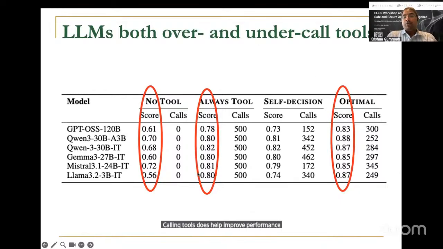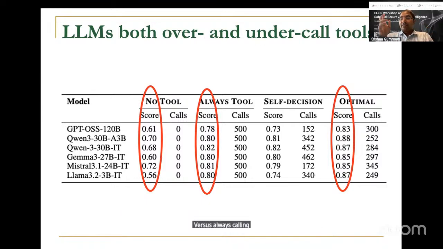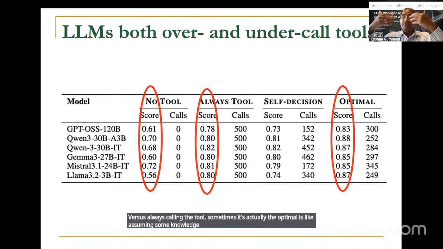With tools, they do better. The score is like the quality of the response or the quality of performance in solving the task. But if you looked at the optimal versus always calling the tool, sometimes the optimal is like assuming some knowledge that the LLM does not have when it is running. This is something that we evaluated from an external perspective.